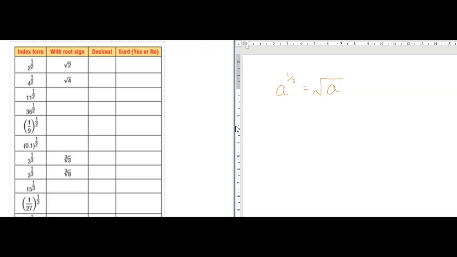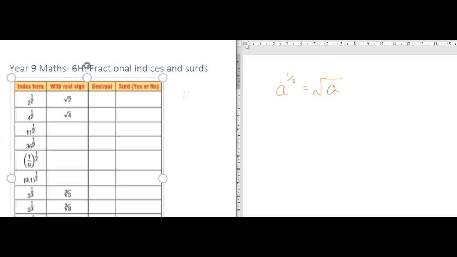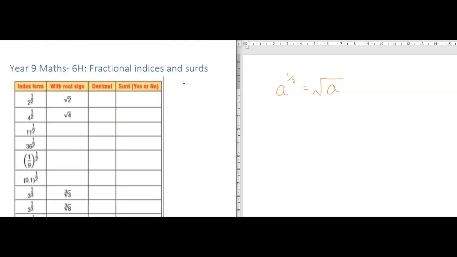So for the square root of 2, you'll get a decimal. Is it a surd? Yes. It's a surd because it doesn't simplify to a whole number.